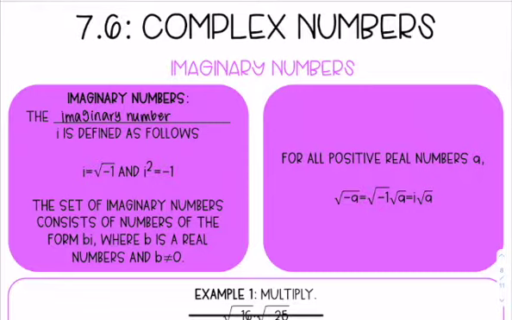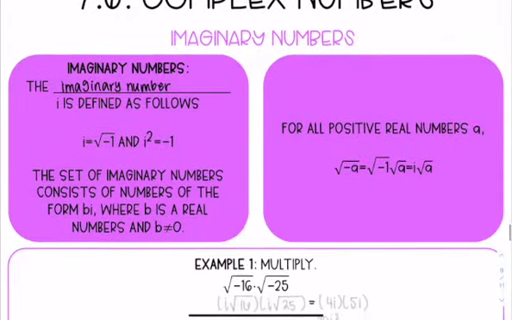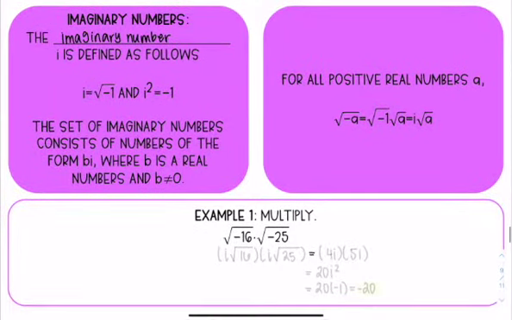The set of imaginary numbers consists of numbers of the form bi, where b is a real number and b does not equal 0. And so for all positive real numbers a, the square root of -a can be broken into the square root of -1 times the square root of a, but the square root of -1 is just i, and so we end up pulling an i out and have just the square root of a left over.